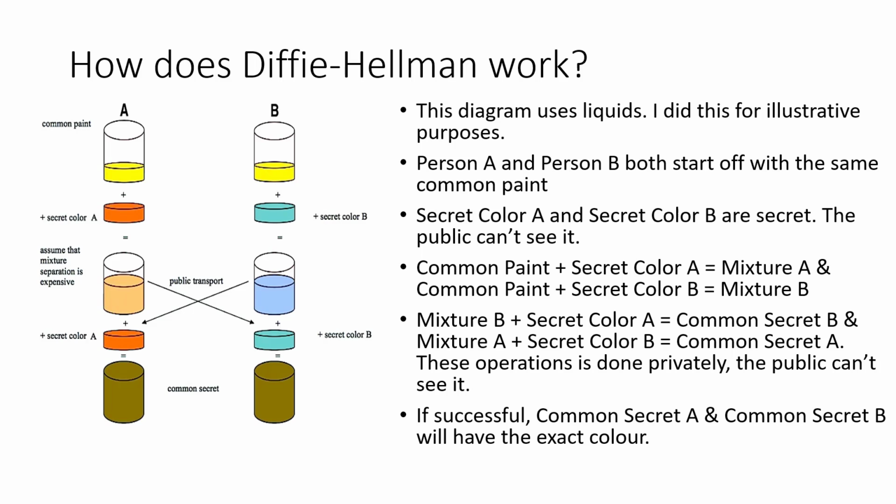For person A, their common paint is added to secret colour A to create mixture A. Likewise, person B's common paint is added to secret colour B to create mixture B. Within the public domain, mixture A is given to person B, and mixture B is given to person A. Now, within the private domain, person B adds secret colour B to mixture A to create common secret B. In addition, person A adds secret colour A to mixture B to create common secret A. If common secret A and common secret B match, then the Diffie Hellman key exchange was completed successfully.